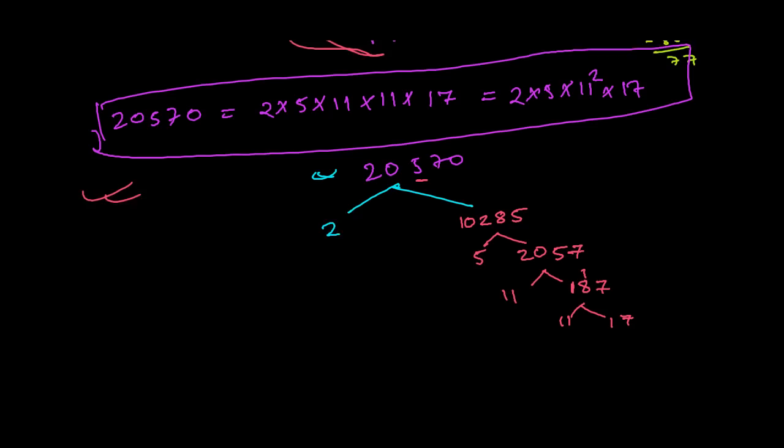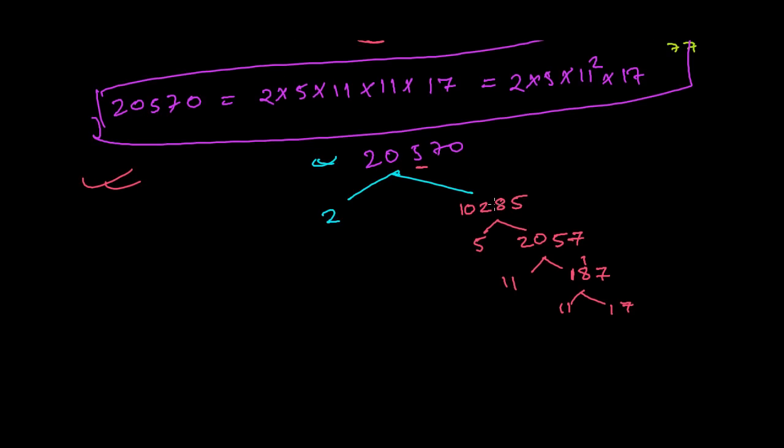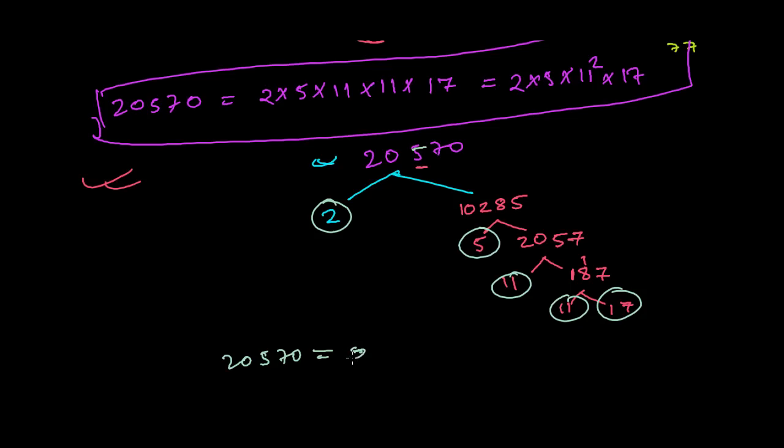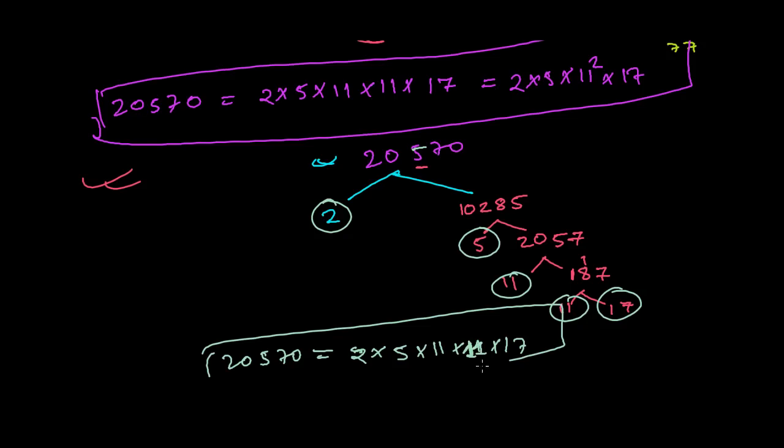So again what we get: our prime factorization of 20570 is 2 times 5 times 11 times 11 times 17. So 20570 can be expressed as 2 times 5 times 11 times 11 times 17. It's not 4, it's 11. This is the prime factorization of 20570. I hope you understand it.